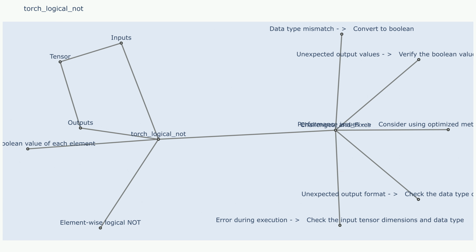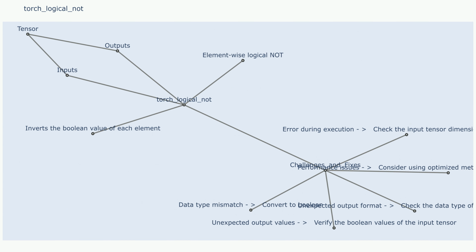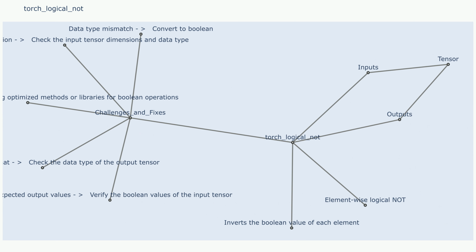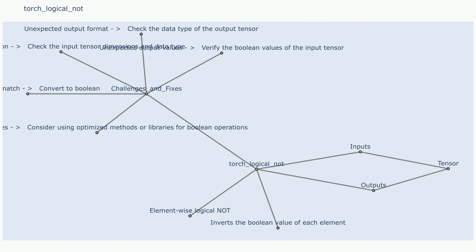Challenge 2: handling tensors with non-standard data types. The function might not work as expected with custom data types that do not have a well-defined notion of truthiness, e.g. complex numbers. Sample use case that resulted in challenge 2: torch.logical_not(torch.tensor([1+1j])). A value like 0+1j might not produce the desired outcome.